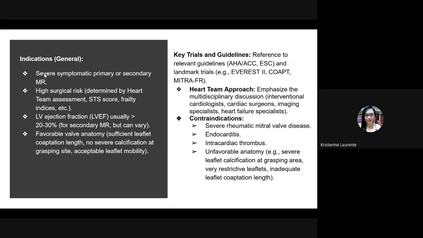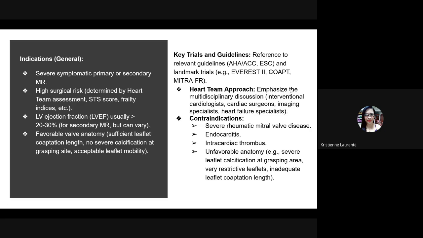So the indications, of course, in general: the patient has severe symptomatic primary or secondary MR and high surgical risk as determined by the heart team. It will be assessed according to the assessment of the surgical team, and they will decide on the procedure. LV ejection fraction is usually more than 20 to 30% for secondary MR, but it can be variable. Favorable valve anatomy, meaning there is sufficient leaflet. So they will really assess the anatomy of the mitral valve before deciding on mitral valve clipping. No severe calcification at the grasping site, and there is acceptable leaflet motility.